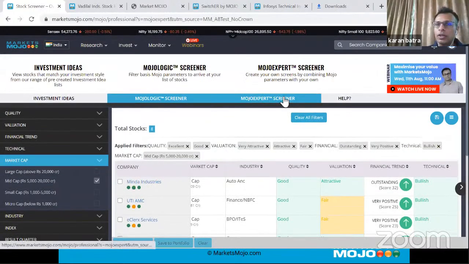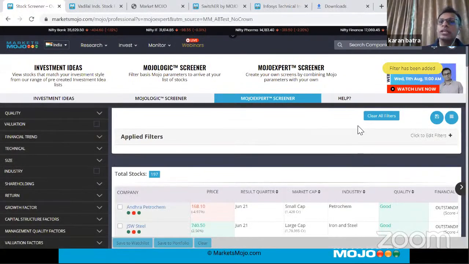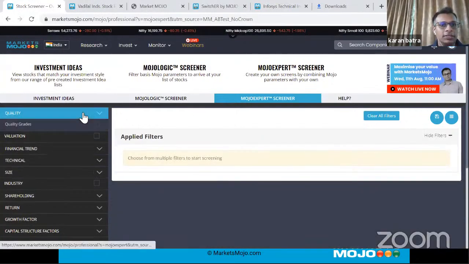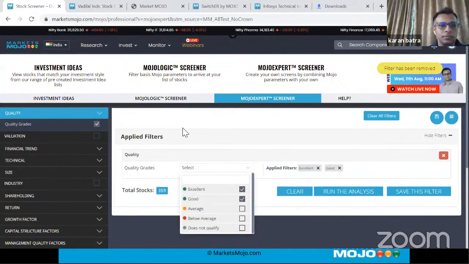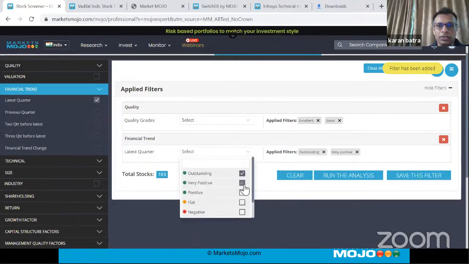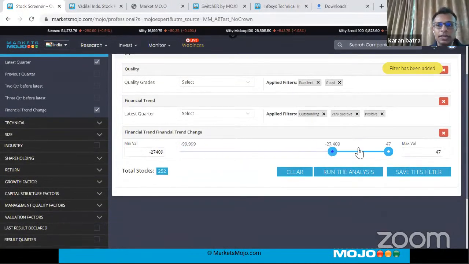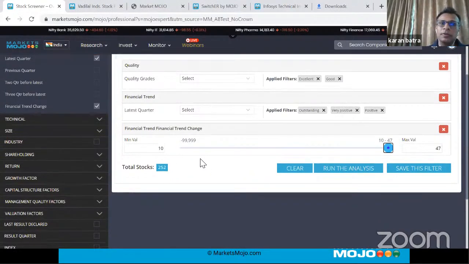Third is the Mojo Expert Screener, which is if you want to build a much more detailed screen, you want to combine the Mojo parameters with, let's say, more financial parameters also. For example, let's say I want a company which is at least good or excellent quality. The financial trend this quarter is, let's say, very positive, and the financial trend change should be at least, let's say, 10 points or more. It's good and it's become even better.